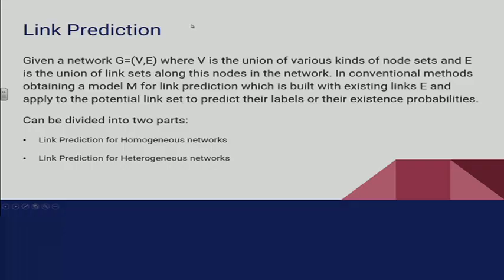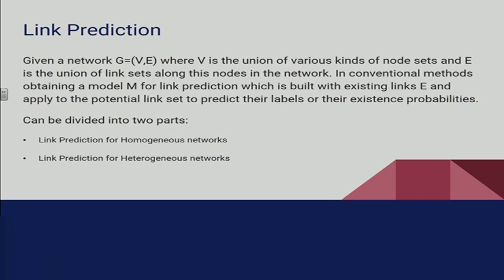So as Amin mentioned, our cluster-based metapaths can be used for link prediction problems. So we'll go over some current state-of-the-art algorithms for link prediction. First of all, let's define what link prediction is. Given a network G, where V is the set of various kinds of nodes and E is the set of various links. In conventional link prediction methods, we train a model based on the known set of links and apply it to the potential links, to predict their labels or existence probabilities.